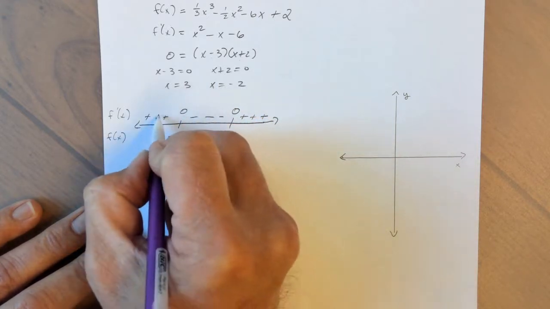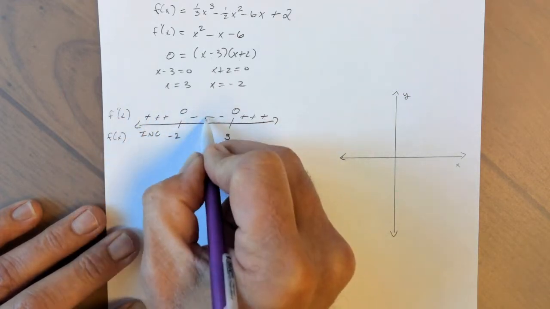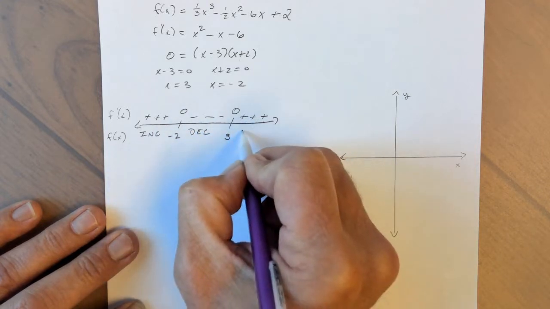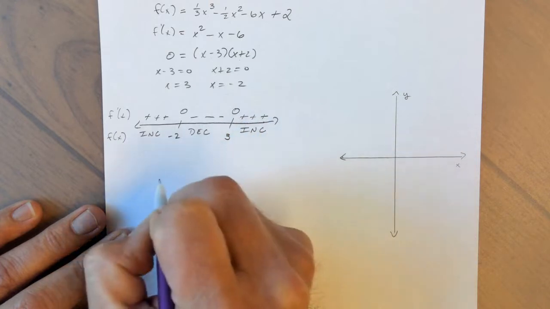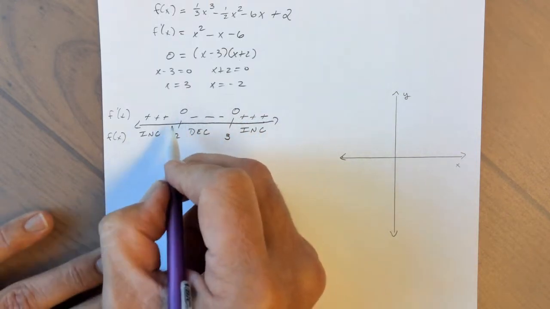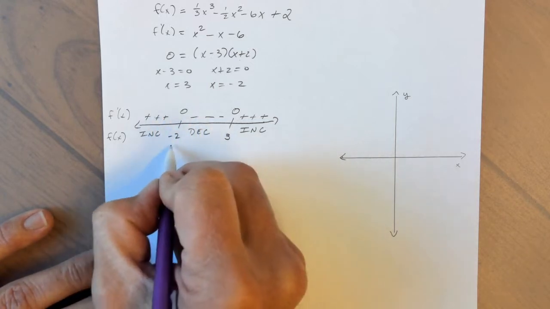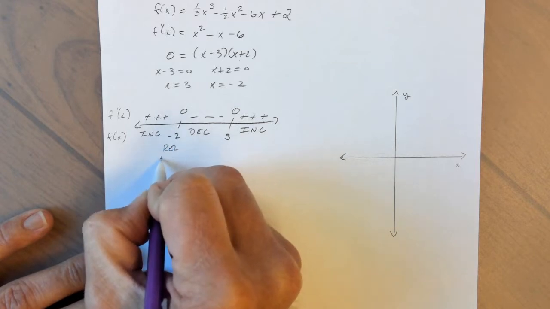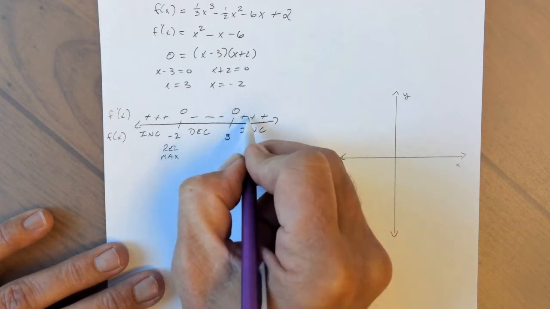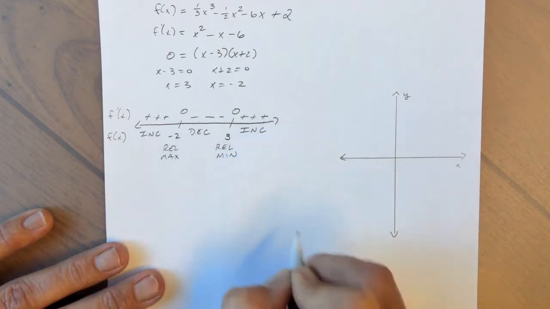So our conclusions here: when the first derivative is positive, the function is increasing. First derivative is negative, the function is decreasing. First derivative is positive, again, the function is increasing. Now, in terms of local or relative extrema, when the first derivative changes from positive to negative, we have a relative maximum. And when the first derivative changes from negative to positive, we have a relative or local minimum.